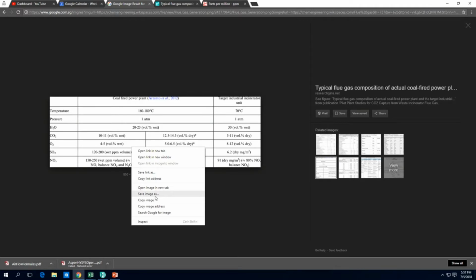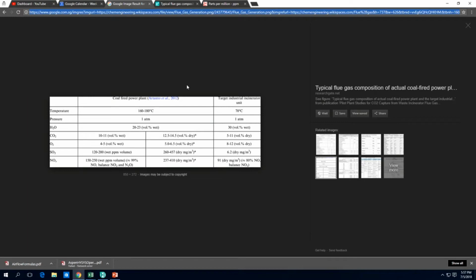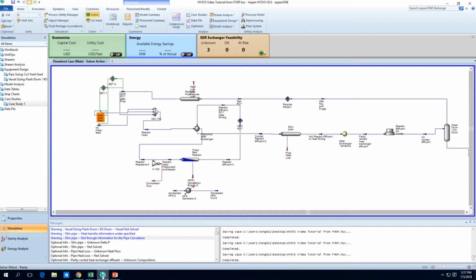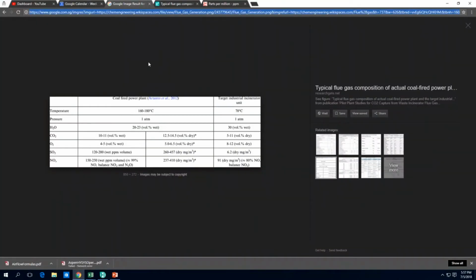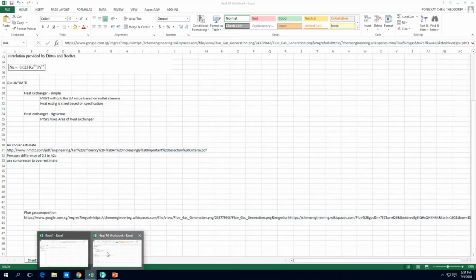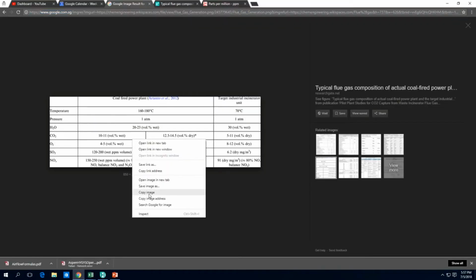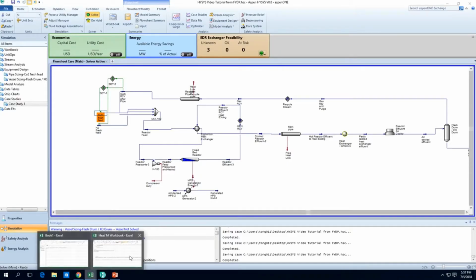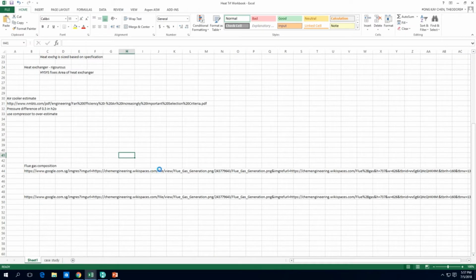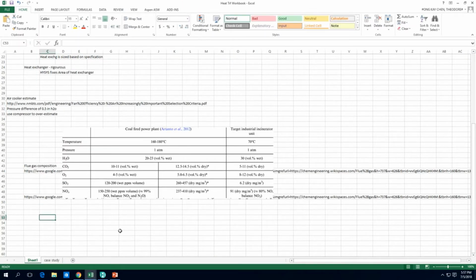So let's just copy this image, and of course we have this from ResearchGate. I have to cite whoever. Artano et al. 2012. Okay, so that's the guy. So I just cited it by mouth-ish. I'm going to copy the image over and put this in Excel to see what our flue gas composition is.